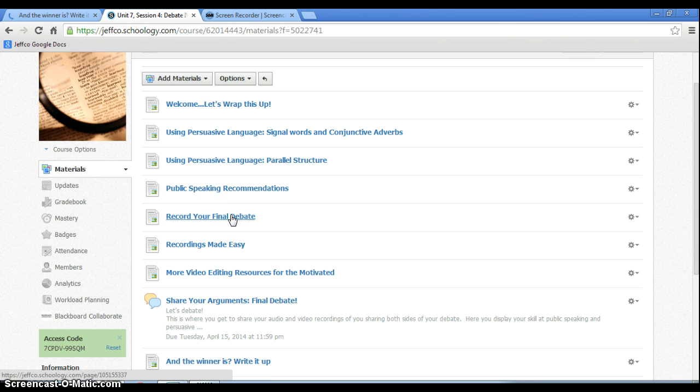Then you'll get to the session, record your final debate, and I think we'll try to click to that and see if I can get there today. And to record your final debate. No such luck in getting there. It's been taking me 10 minutes to load a page. So I won't go there, but under record a final debate, you'll see the instructions for recording 3 to 5 minutes on your affirmative, 3 to 5 minutes on your negative.